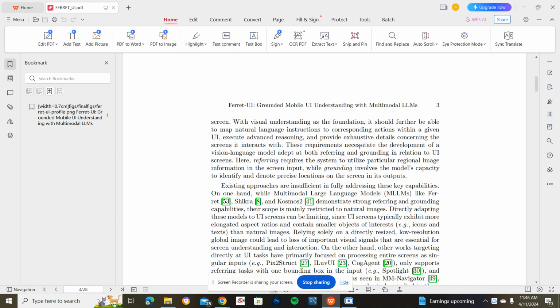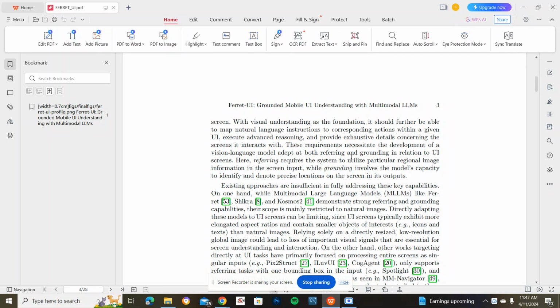These requirements necessitate the development of a vision language model adapted for both referring and grounding in relation to UI screens. Referring requires the system to utilize particular regional image information in the screen input, while grounding involves the model's capacity to identify and denote the precise locations on the screen in its output.